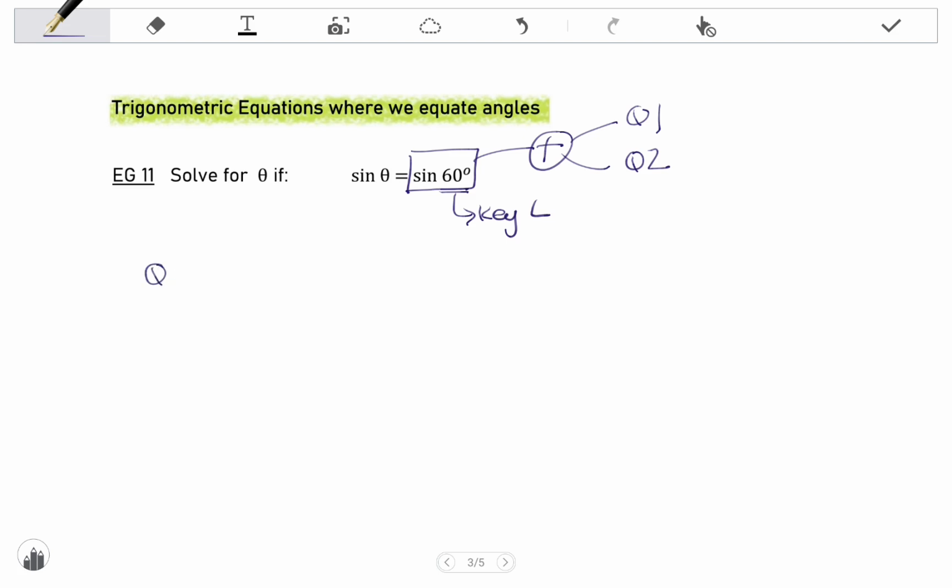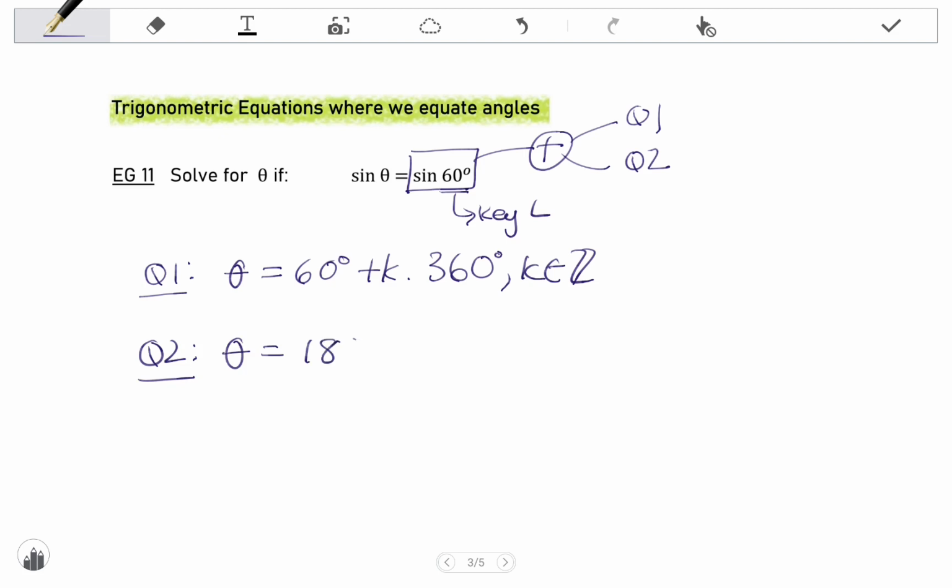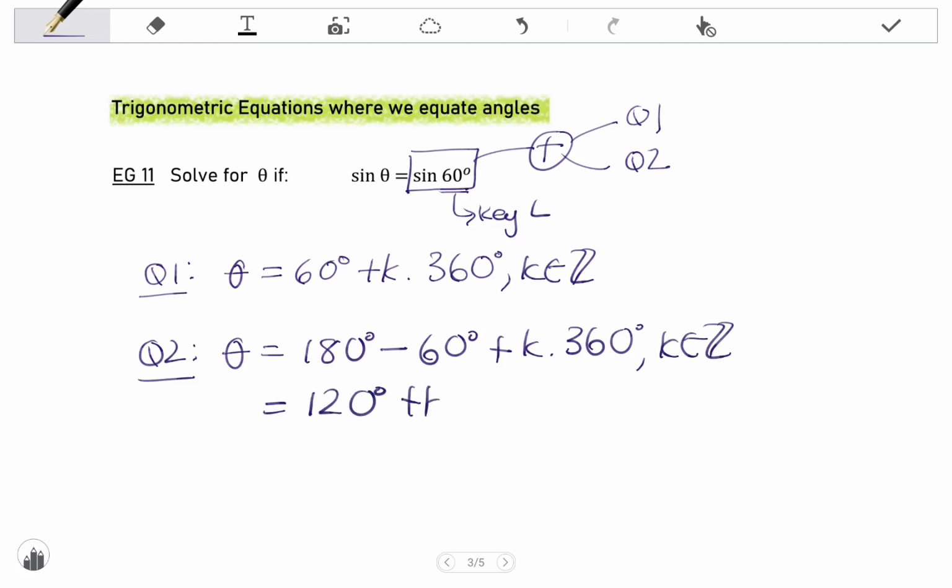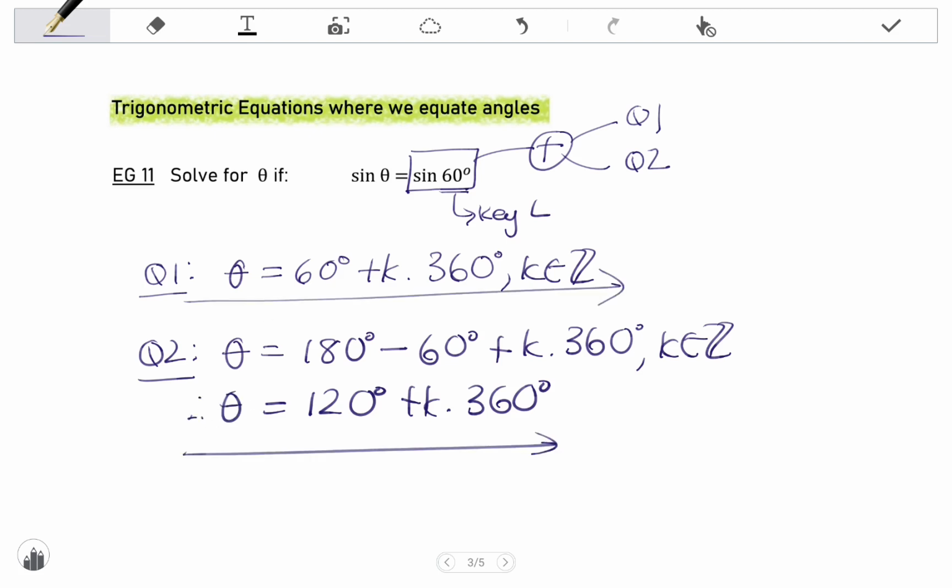In quadrant 1, my angle, which is theta, is equal to the key angle, which is 60 degrees, plus K times the period of the sine graph. Then in quadrant 2, my angle, theta, is equal to 180 degrees minus the key angle, 60, plus multiples of the period. And I can simplify this: 180 minus 60 is 120 degrees. So there are my two general solutions to this equation.